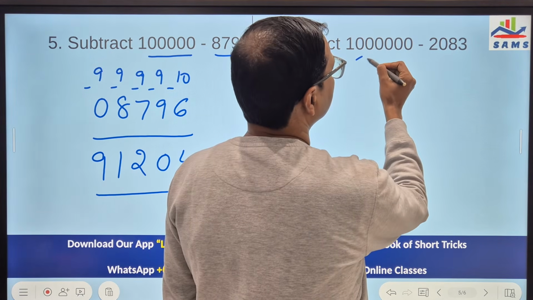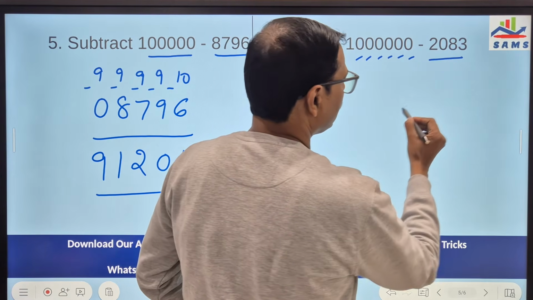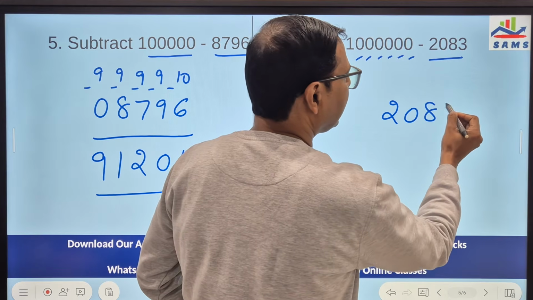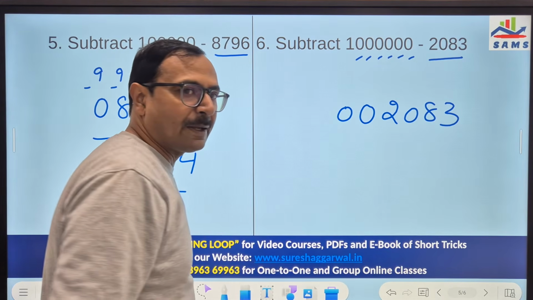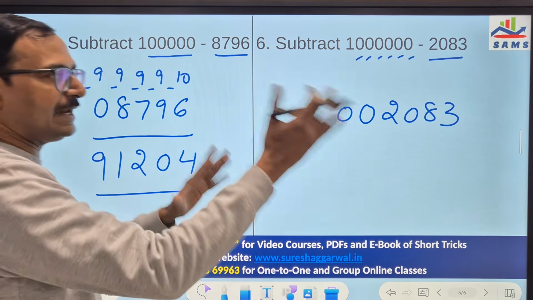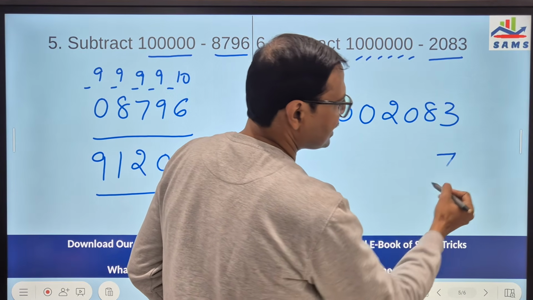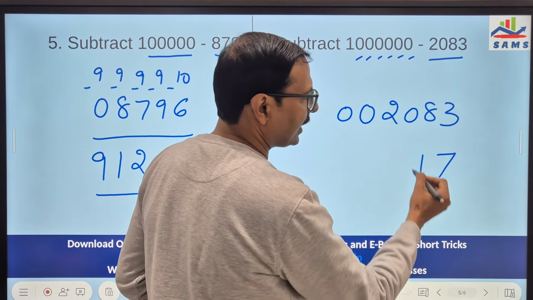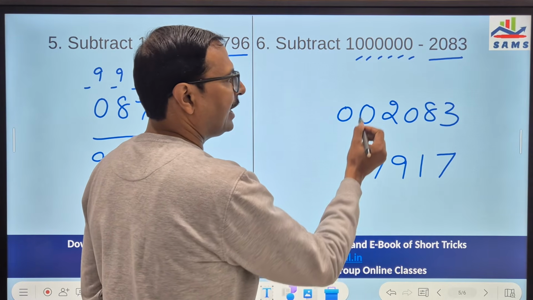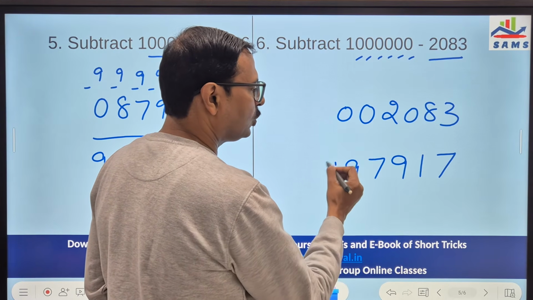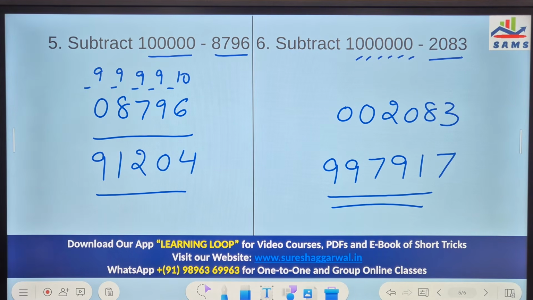Here you have 1, 2, 3, 4, 5, 6 zeros. So I will have 2083, but I have to make it a 6-digit number. So I'll prefix 2 zeros. Now I don't want to write all the 9s and 10 here. I'll directly write the answer. 10 minus 3 is 7, 9 minus 8 is 1, 9 minus 0 is 9, 9 minus 2 is 7, and then 2 zeros means 2 9s, and this is the answer for the subtraction problem.